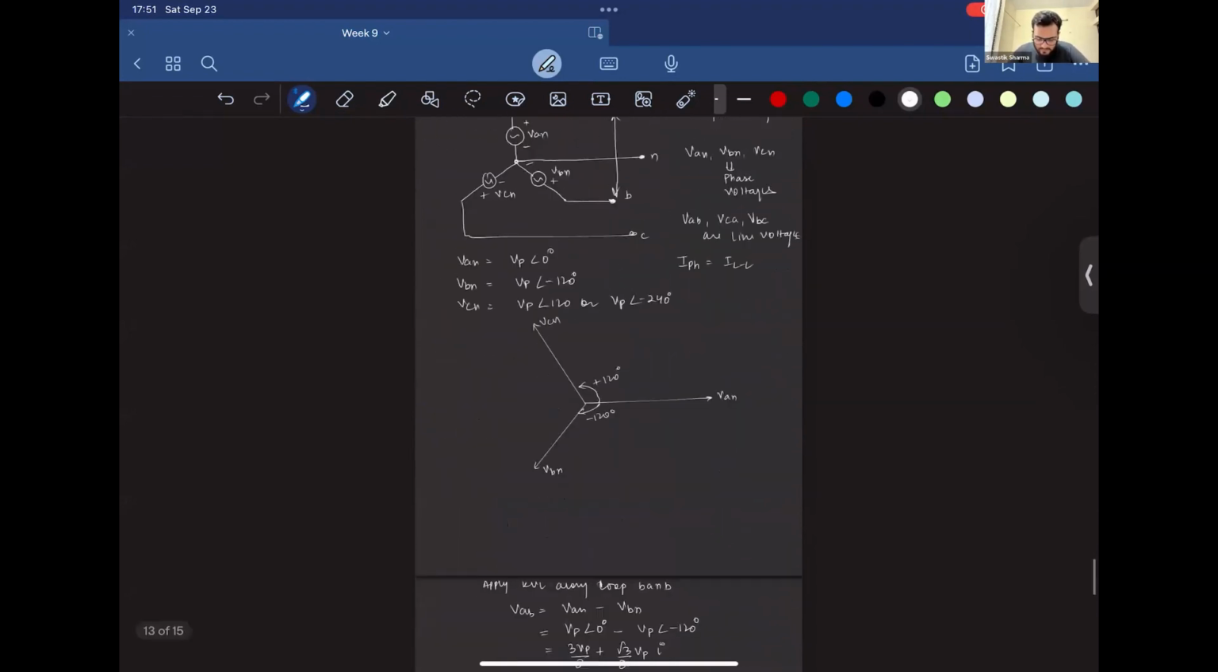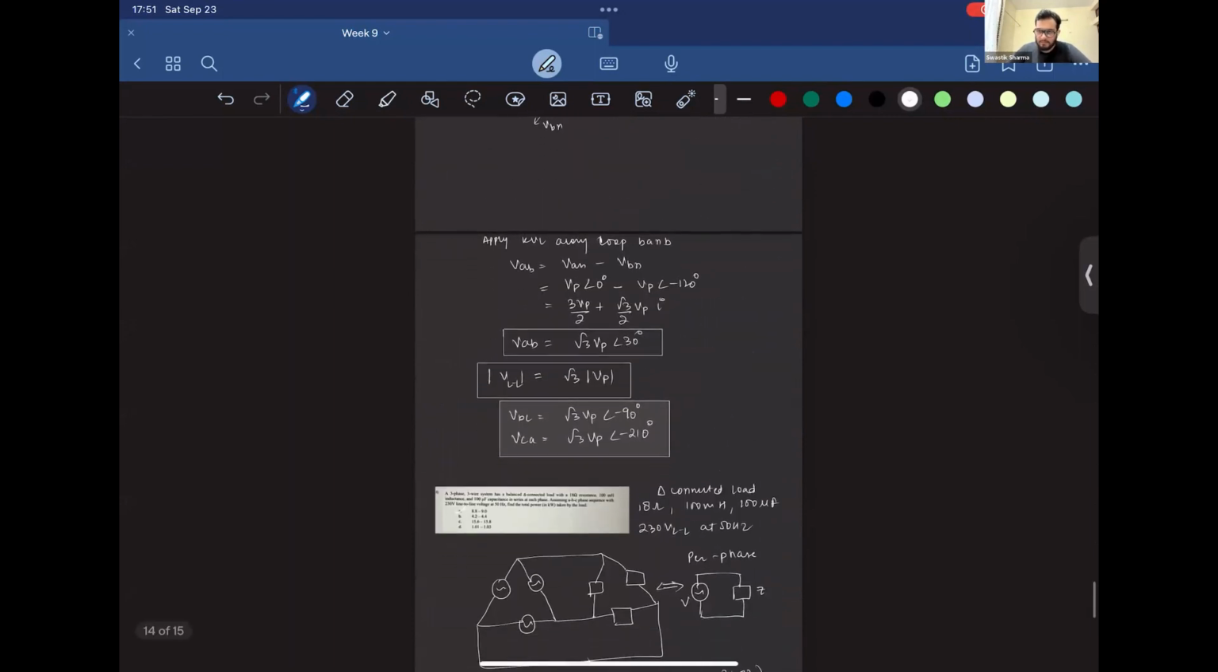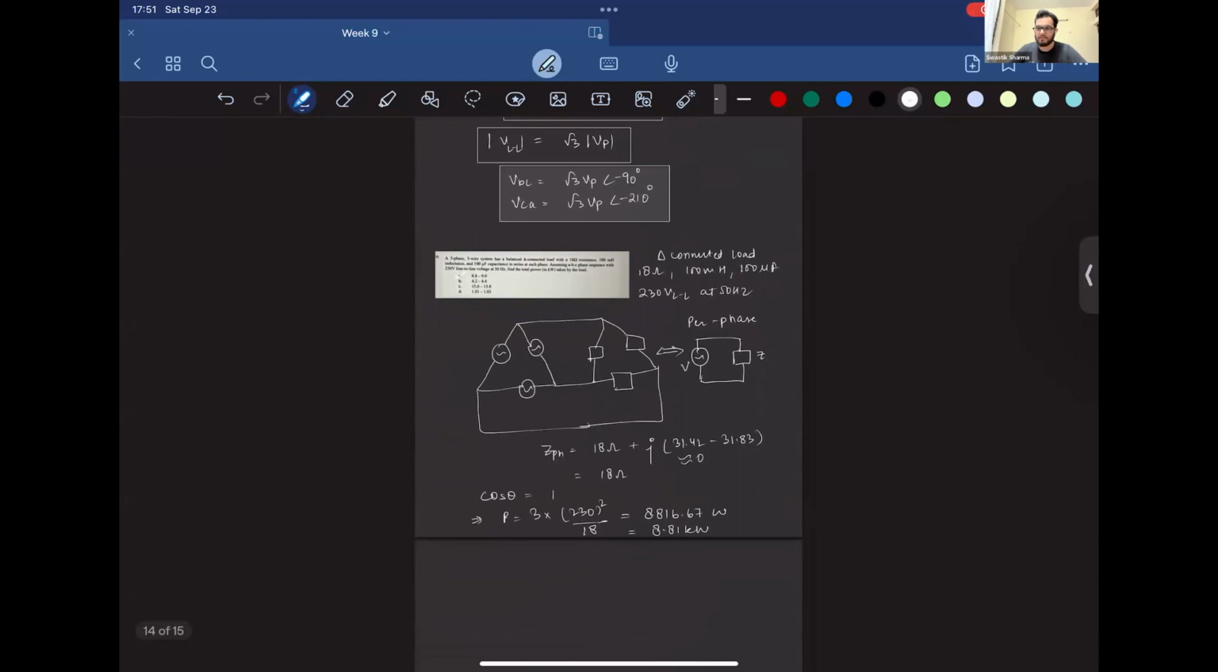I discussed the three-phase star connected circuit. You can follow Sir's notes for delta connected too. I won't go through all of that because it would be too hectic and time taking. We discussed the question and we'll continue from the next class.